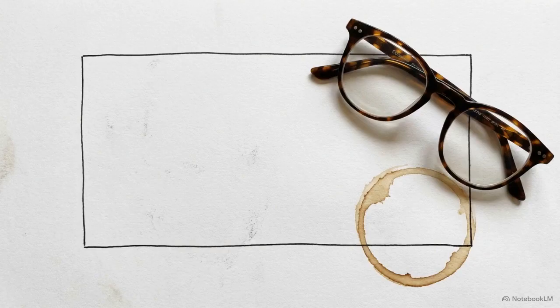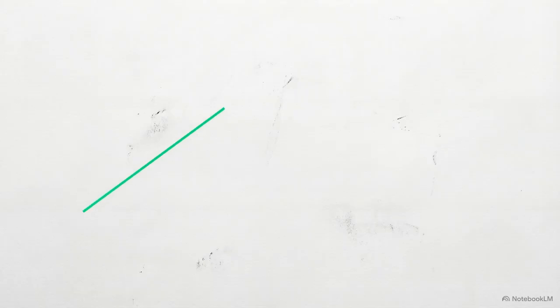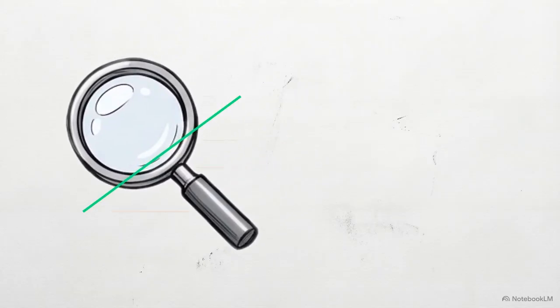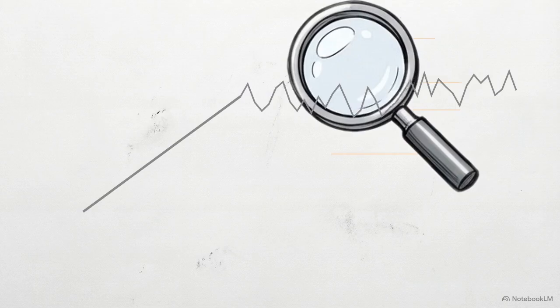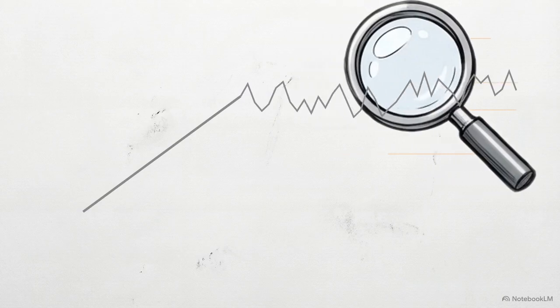Before drawing a line, you must verify the market environment. This strategy requires a clear directional move, known as an impulse leg. Avoid using this tool in sideways or choppy markets. Without a clear trend, these mathematical levels lose their structural significance.